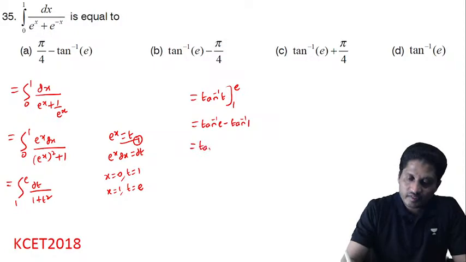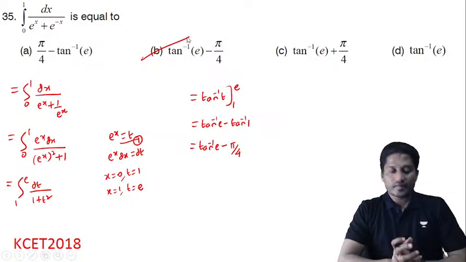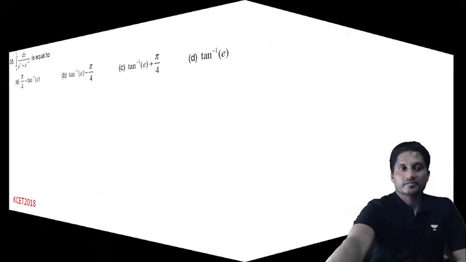Tan inverse of e, tan inverse of 1 is... okay, answer is option B. Let's move to the next question.